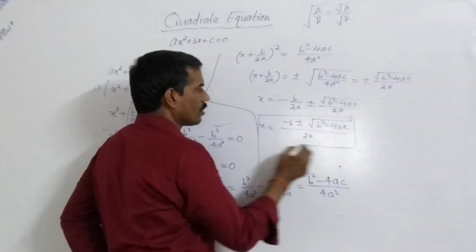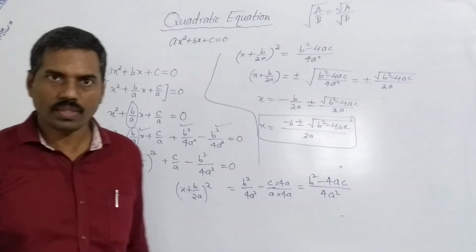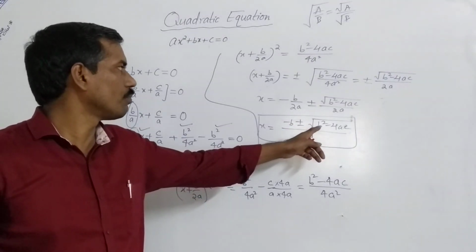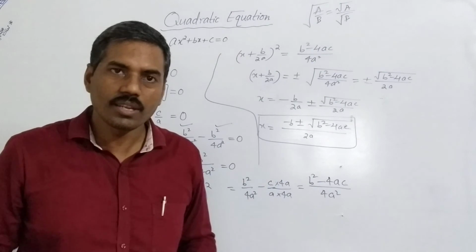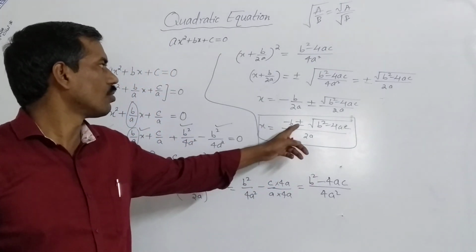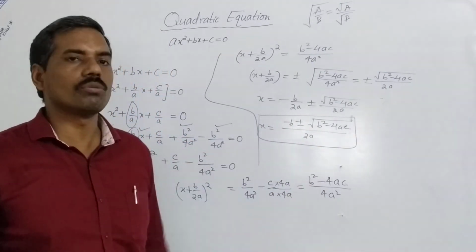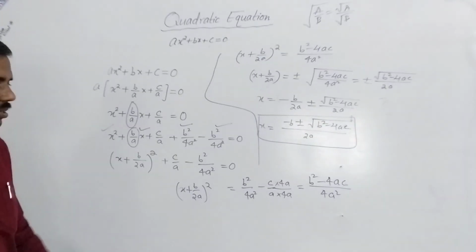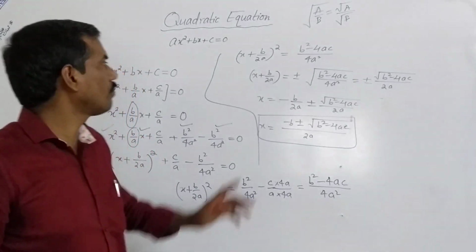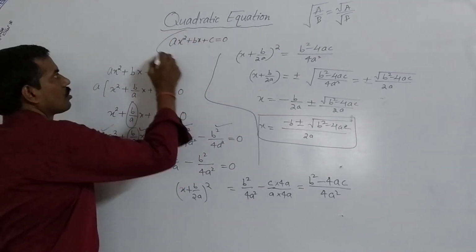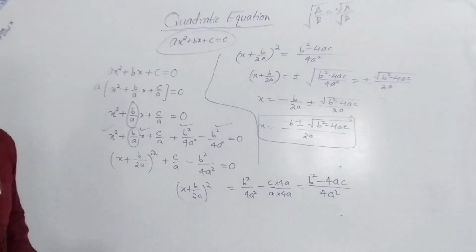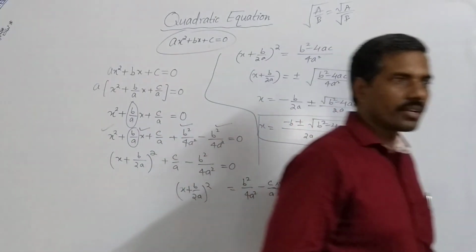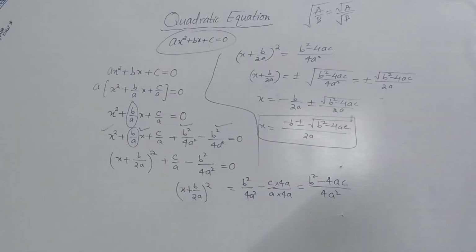So this is our root, in which the first is x equal to minus b plus under root of b square minus 4ac upon 2a. The second one is x equal to minus b minus under root of b square minus 4ac upon 2a. So there are two roots of the quadratic equation ax square plus bx plus c. Okay students, any problem, please make a note, and if you have any doubt you can ask me. Okay, please write down.